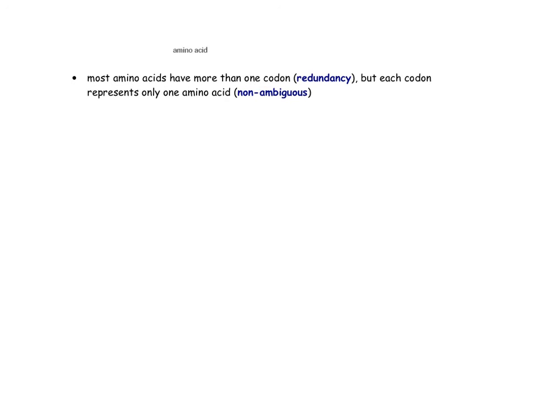Phew. Well, this next sentence tends to confuse students, so I am going to have you read it through. You're going to pause the video and think about it, and then I'm going to go back to that chart, and we're going to try to work through it. So it says most amino acids have more than one codon. Okay, we call that redundancy, but each codon represents only one amino acid, so it's non-ambiguous. So let me explain what that means.